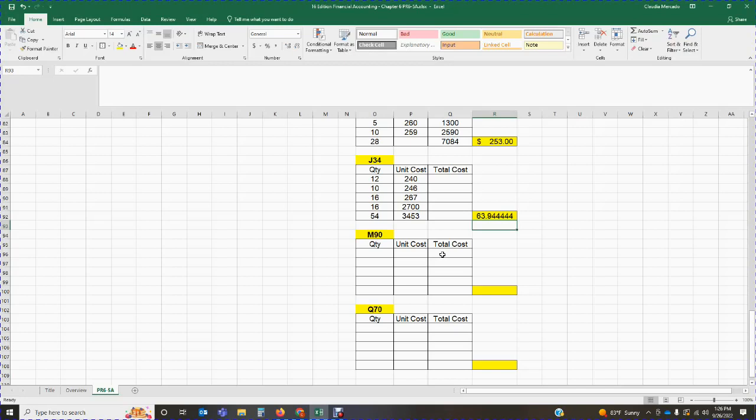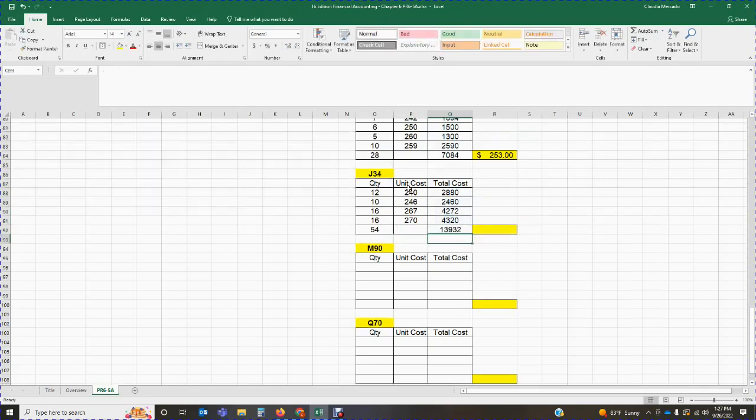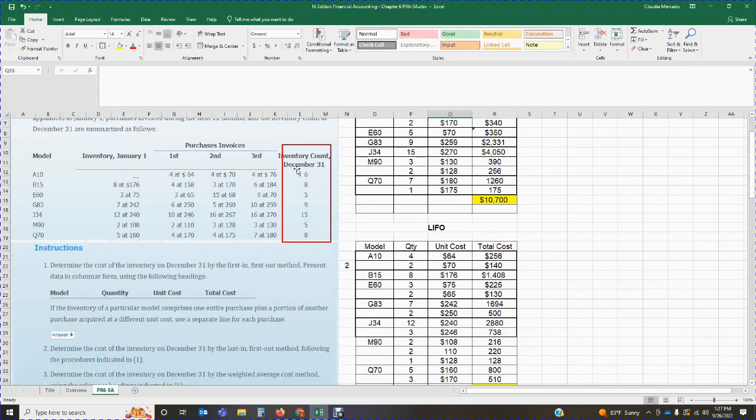This is J34. So 12 times 240. Oh, we haven't done the math here. Sorry, we need to get the total cost. That times that will give me that. We multiply all of our amounts. So we have it at 270. This one's wrong. Okay, and then we get our total. So all we're doing is picking up the quantity and the unit cost to come up with that number right here, your ending inventory.